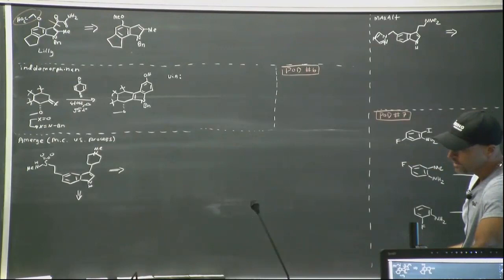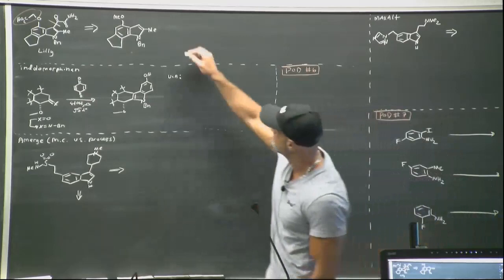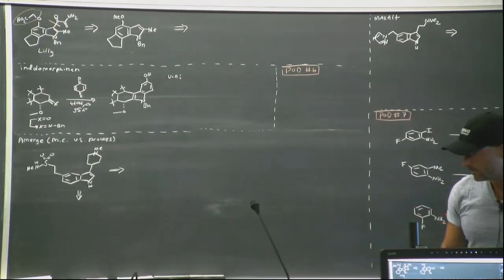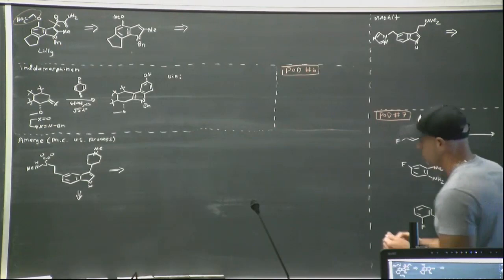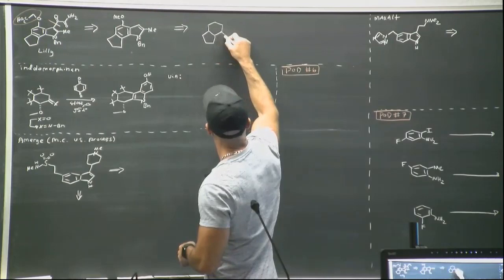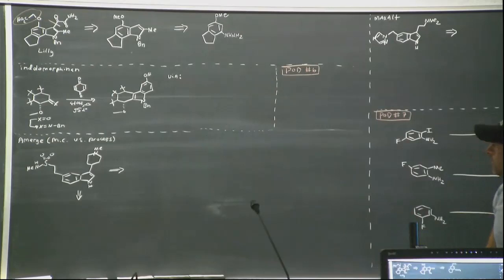Thoughts on how to put this together? You do a Fischer indole after translation. And so you've deferred the problem to a side-finding of how to make that aniline so that you can convert to the hydrazone.